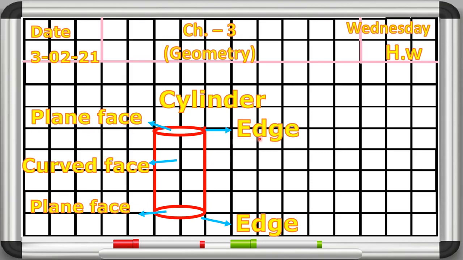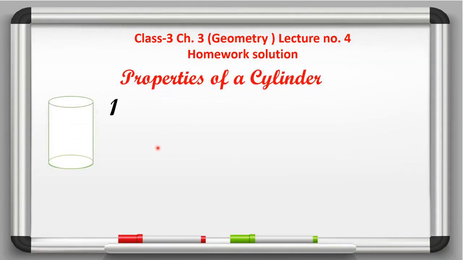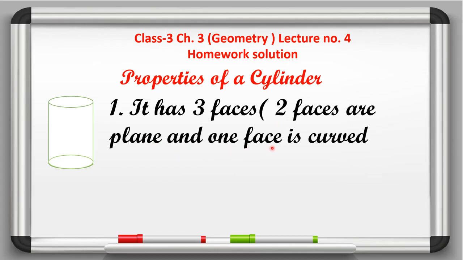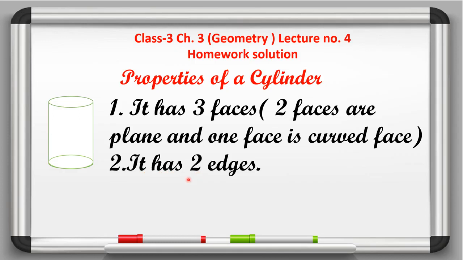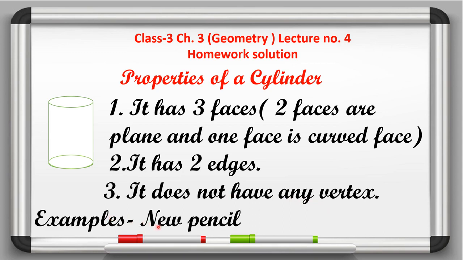Now we will write its properties. So here, properties of a cylinder. So beta, first property is it has 3 faces. 2 faces are plane and 1 face is curved face. Okay. Now number 2, it has how many edges? Two edges. Okay, and number 3, it does not have any vertex. Now we have to write its example. So here in examples, new pencil and drum, etc. you can write. Understood, beta?